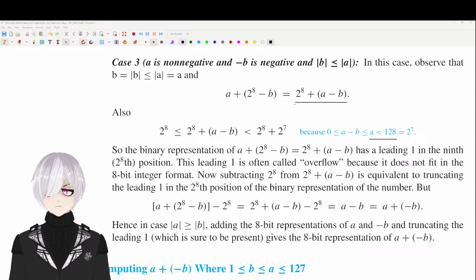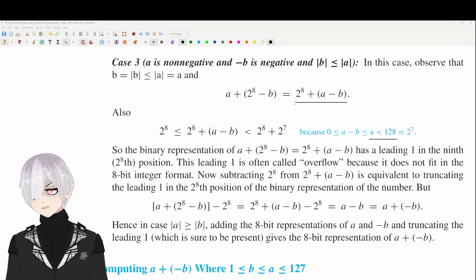So the original sum is a plus 2 to the eighth minus b. Then we subtract 2 to the eighth from it. Then they rearrange: 2 to the eighth plus a minus b minus 2 to the eighth. Then you have a 2 to the eighth minus a 2 to the eighth, so the 2 to the eighths go away, and you have a minus b. And a minus b is the same as a plus negative b. So the sum that we calculated really is equal to a plus negative b, like we want.